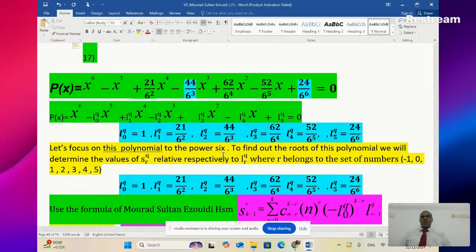Of course, my channel consists of a variety of degrees of polynomials, not only 6, but also 7, 8, 4, 5, and so on. This is a polynomial to the power 6. We want to find the roots of this polynomial, so we should determine the values of the coefficients.